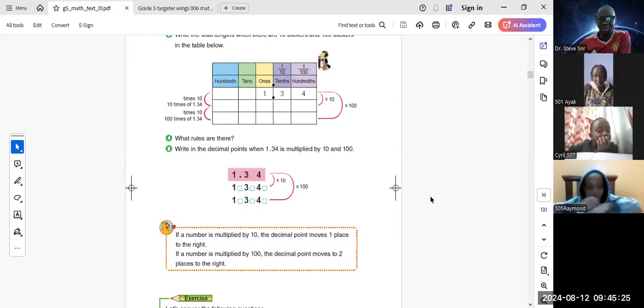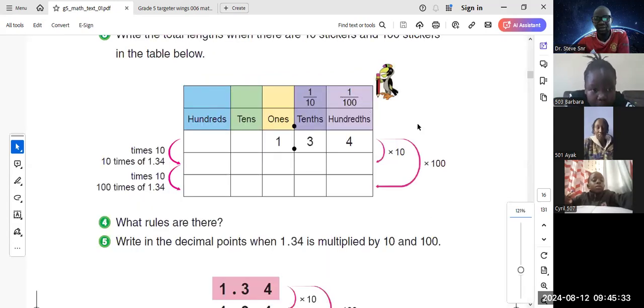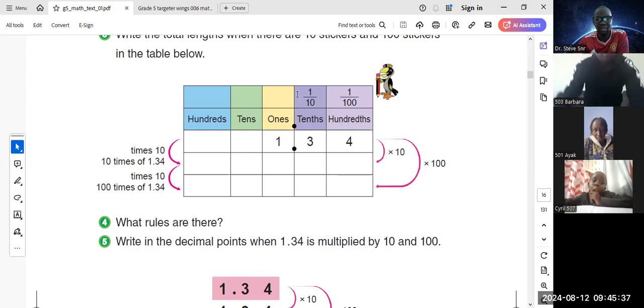Now, can you be able to see my screen? Yes. Today, I want us to look at something different from whatever we were looking at last week.